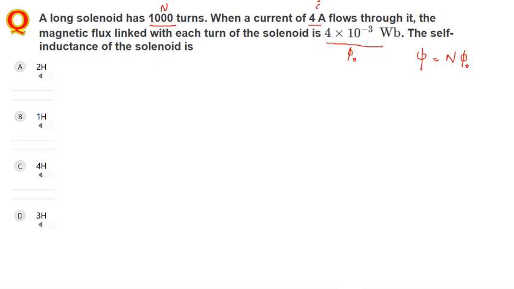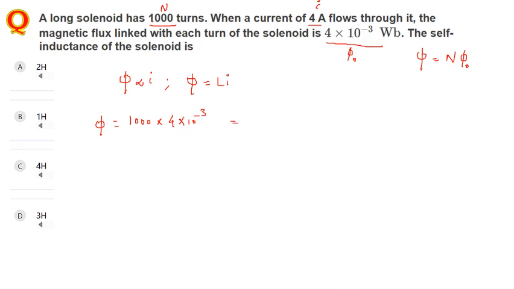That's what we have seen in the previous one. Hope you remember this. Phi is proportional to I. Again the same, phi is equal to L into I. And this phi value we can mention as phi is equal to number of turns, here 1,000, into phi naught, which they have given here as 4 into 10 power minus 3 Weber.